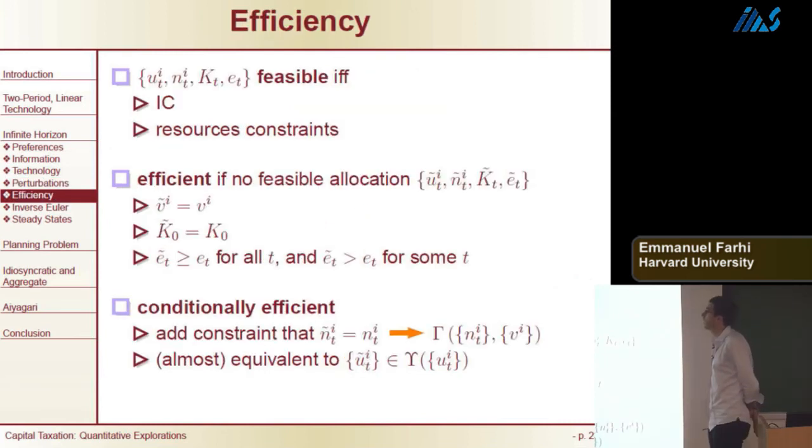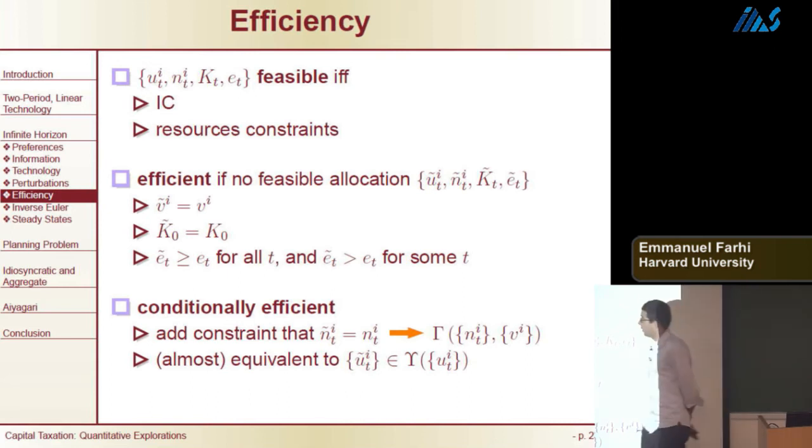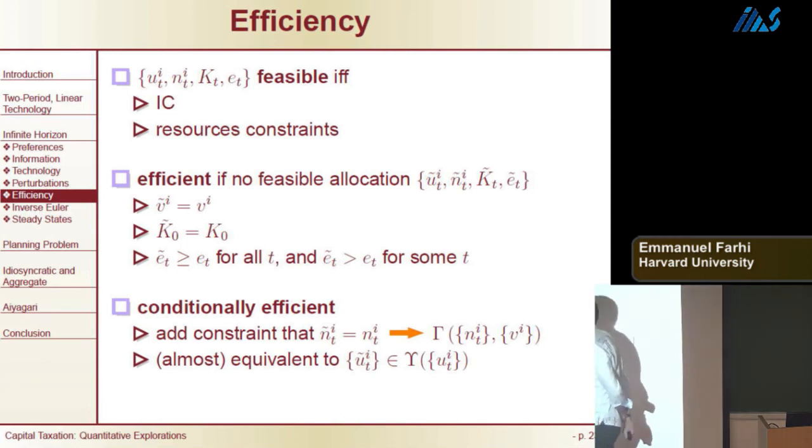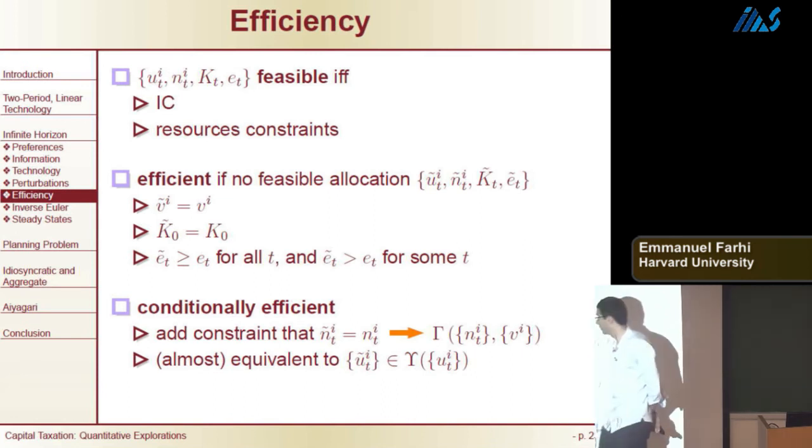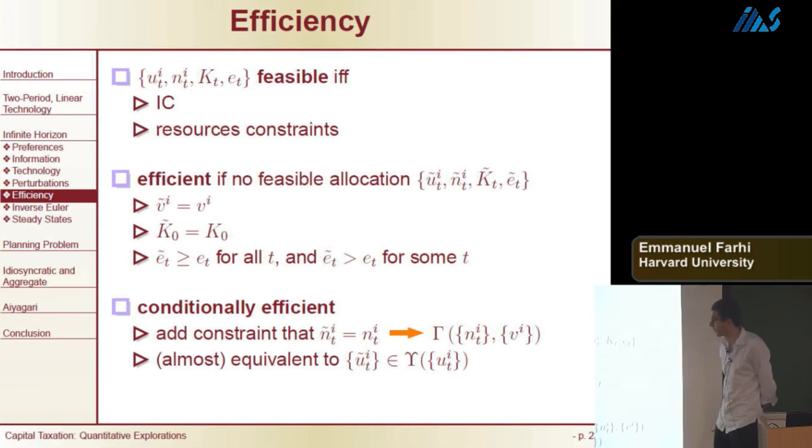Now, for efficiency, if you take an allocation, we're going to say that it's feasible if it satisfies incentive compatibility and the resource constraints. I'm going to say that an allocation is efficient if there's no other feasible allocation that delivers the same utility to every agent, has the same initial capital stock, and saves some resources in some period. So that's a good notion of efficiency.